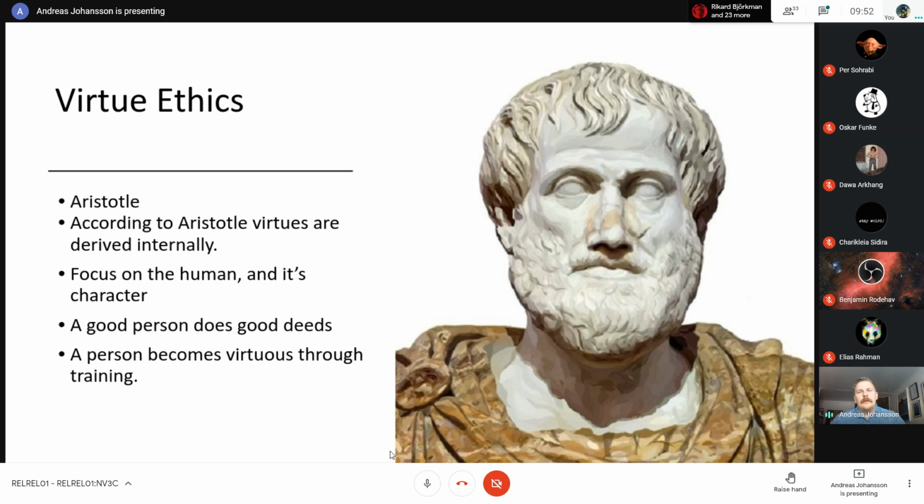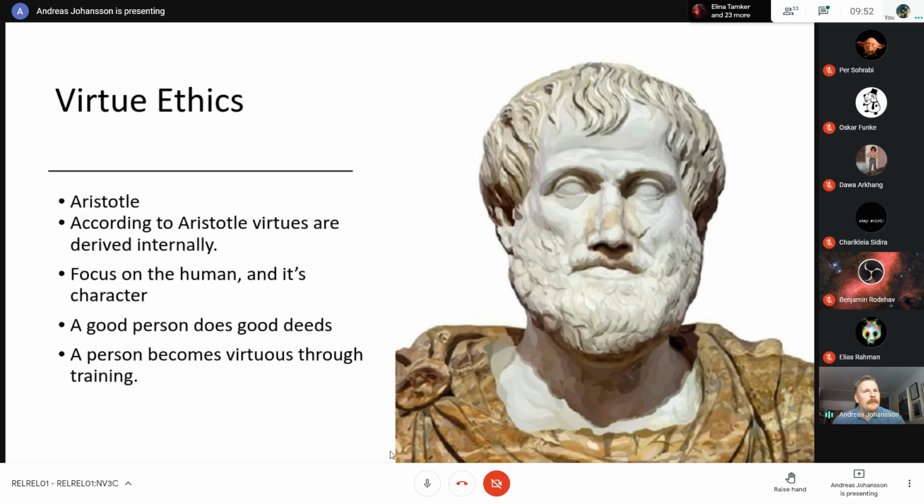But this is not something you just get for free. According to this theory, we have it in ourselves, everyone has the potential of being good and acting in a good way. But you have to work on your character. It's your own journey to becoming more virtuous, but you have to do this through training.